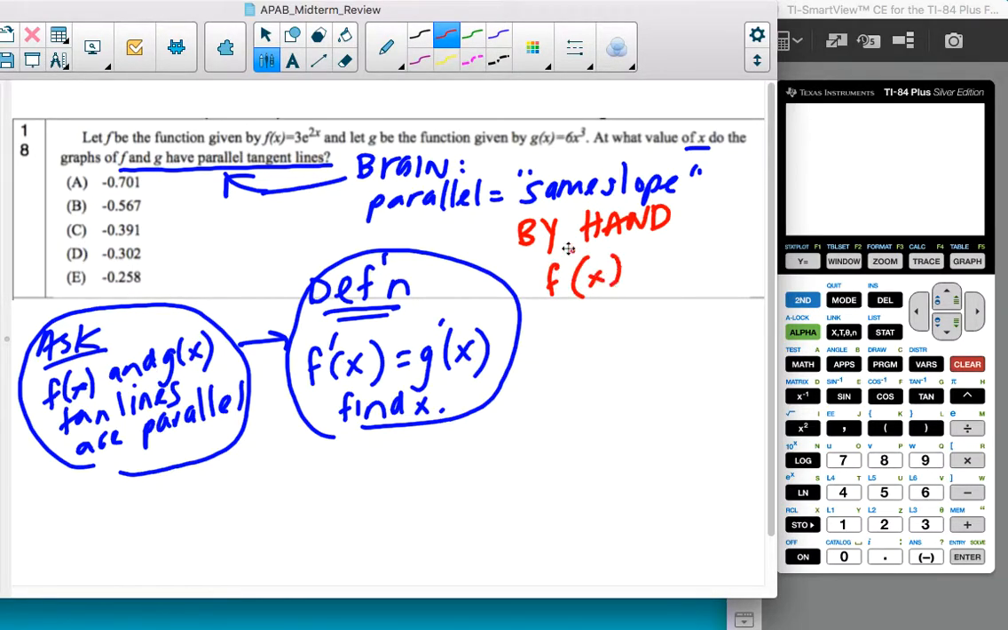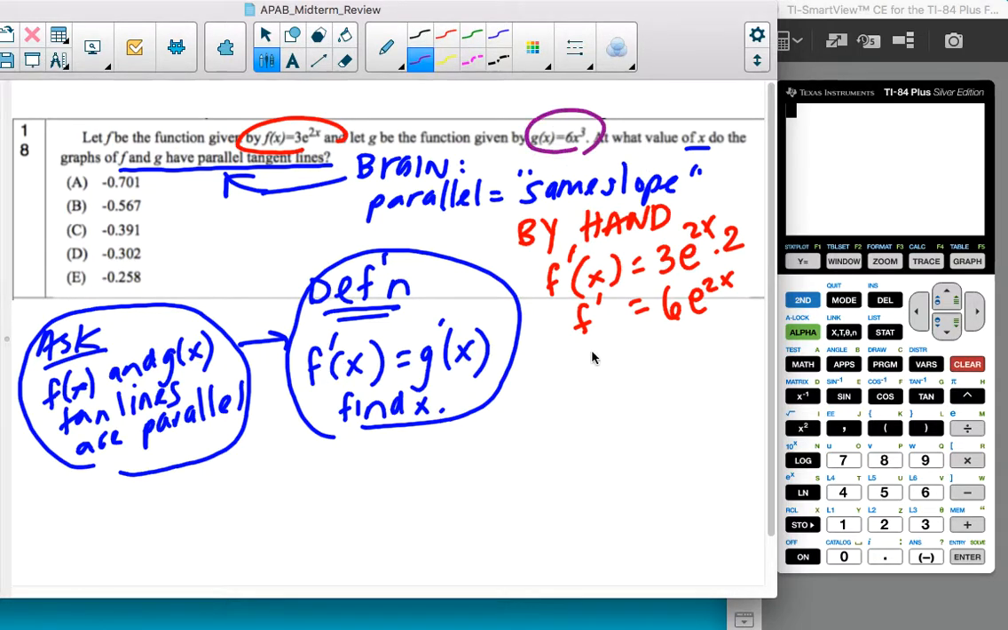So f prime of x, if we look up here at my f, I'm going to differentiate the 3e to the stuff. It's going to be a 3e to the stuff, but then I need the derivative of the stuff. So I'm going to get 6e to the 2x. So that's my f prime. When I differentiate this guy right here, my g prime of x is going to be 18x squared. And that's going to be my g prime. Cool. So now I have an f prime, I have a g prime, and my job's to find when they're equal.